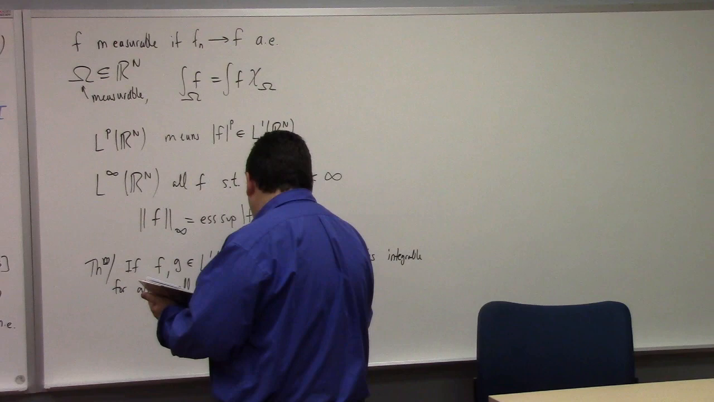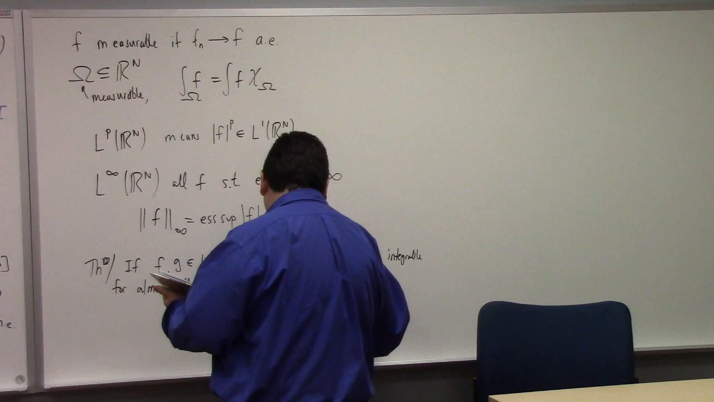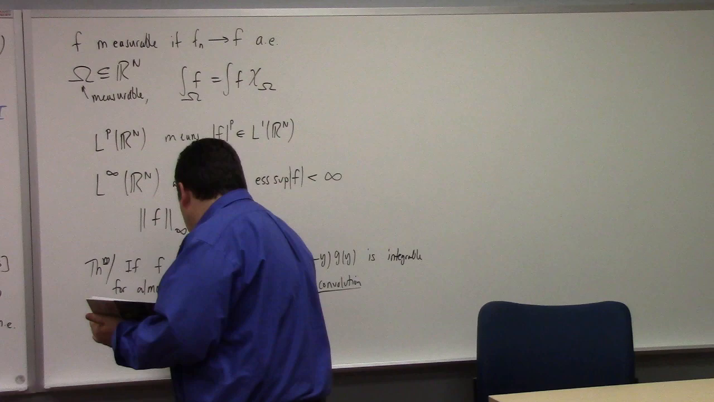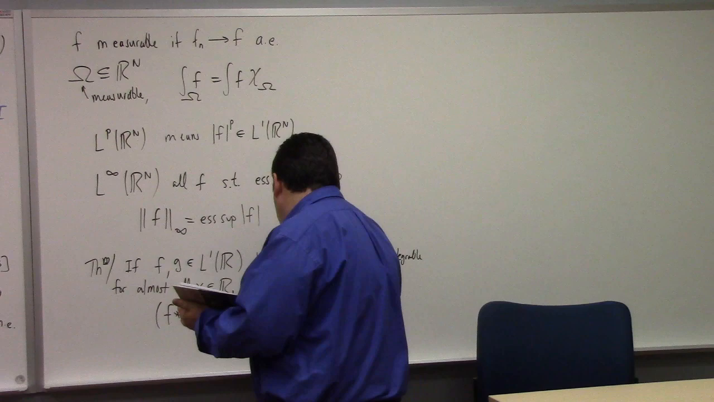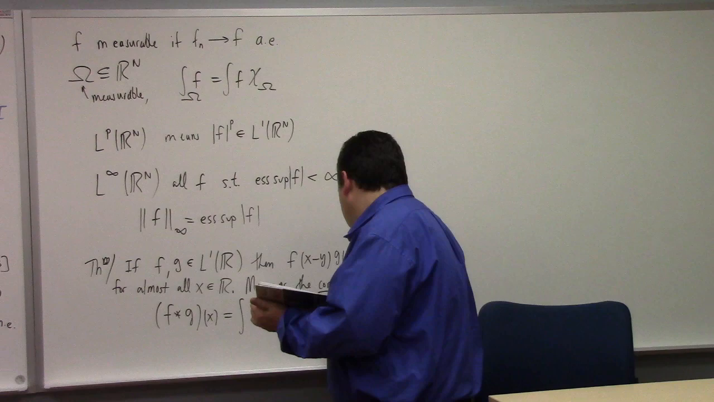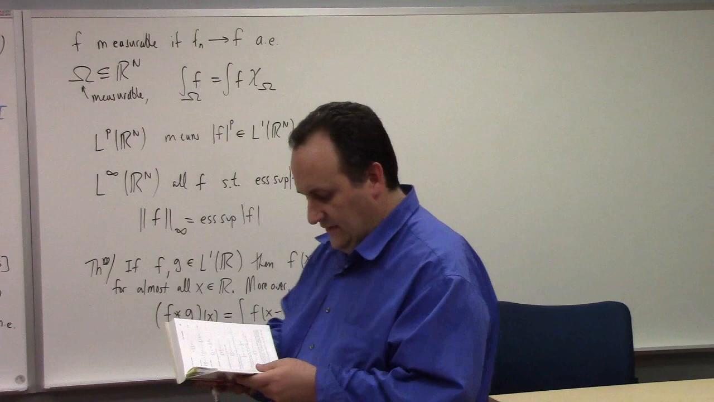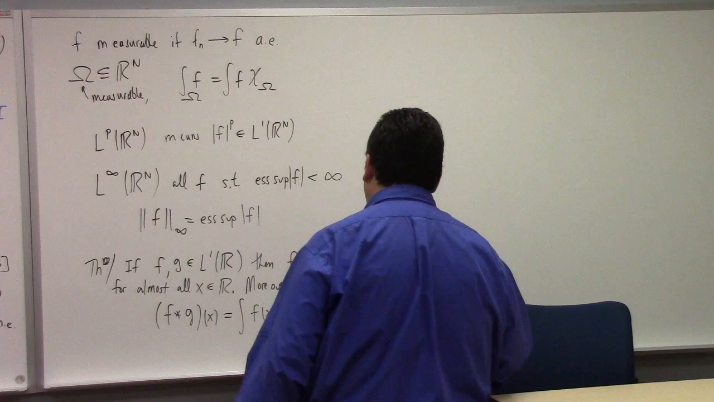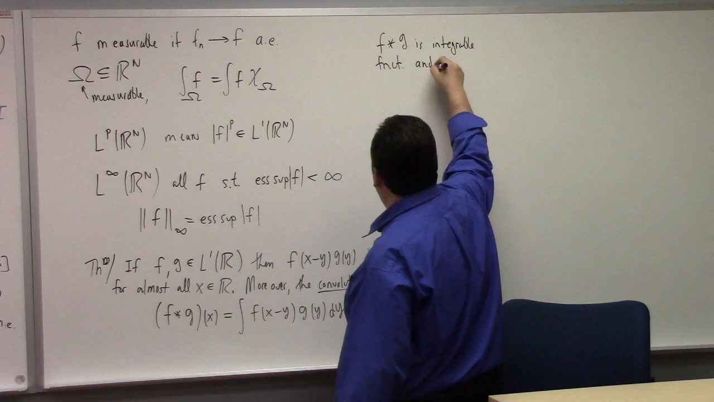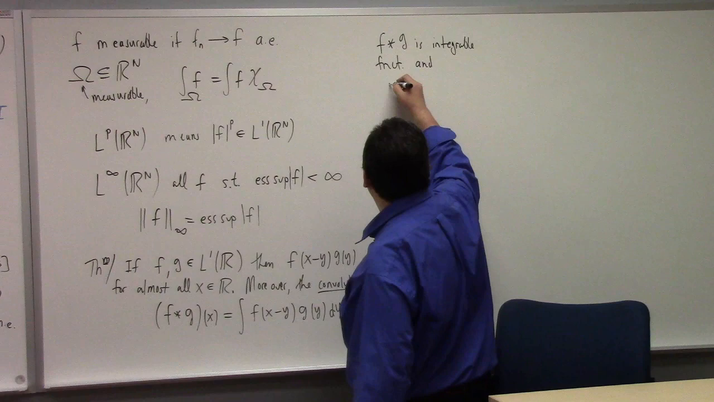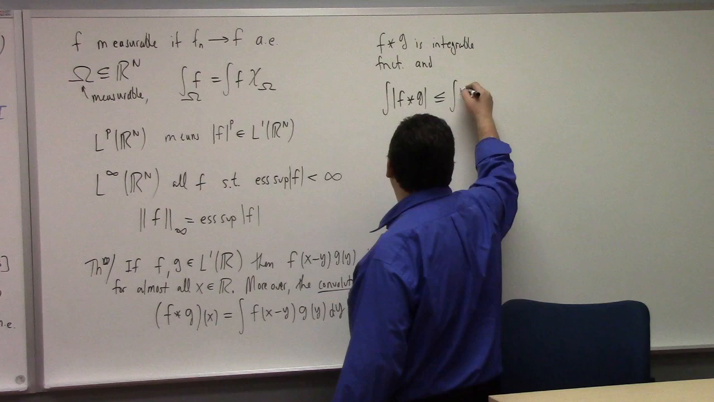Moreover, the convolution, here it is, f star g of x is equal to the integral of f of x minus y times g of y dy. And he says that this convolution is an integrable function. And not just that, the integral of the absolute value of the convolution is less than or equal to the product of the integrals of the absolute value of f and the absolute value of g.